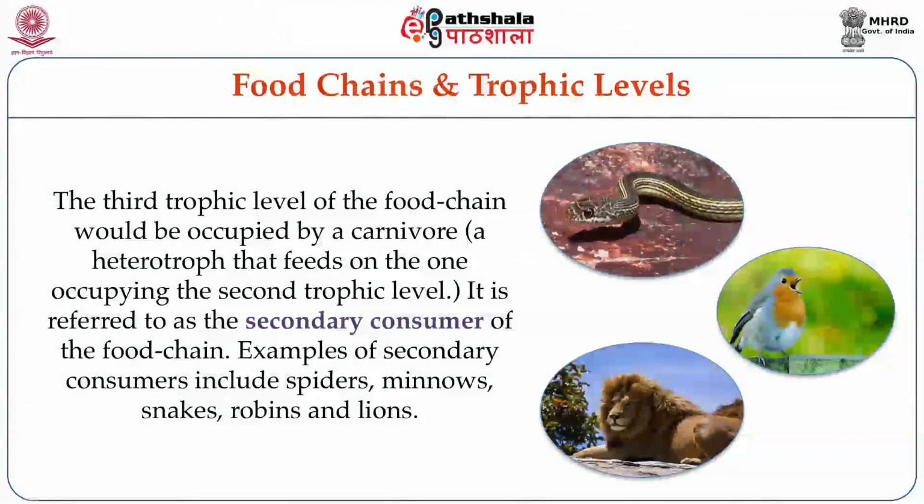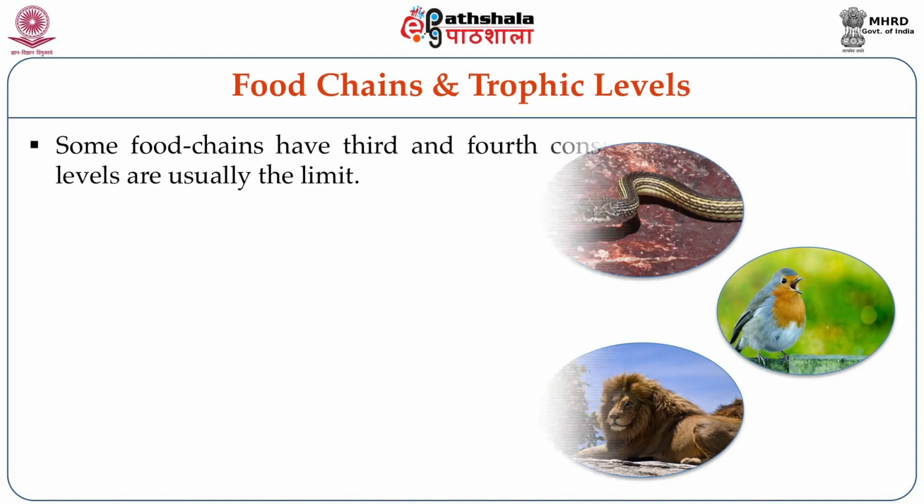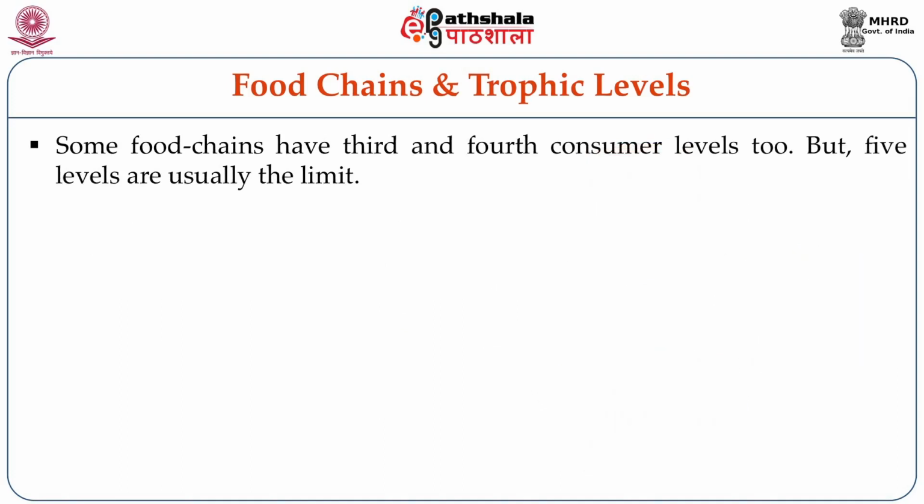The third trophic level is occupied by a carnivore, a heterotroph that feeds on the one occupying the second trophic level. It is referred to as the secondary consumer of the food chain. For example, spiders, minnows, snakes, robins, lions. Some food chains have third and fourth consumer levels too, but 5 levels are usually the limit.